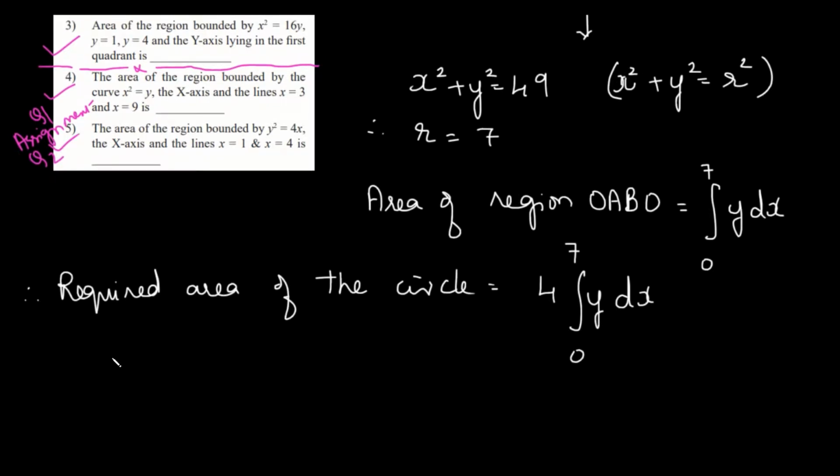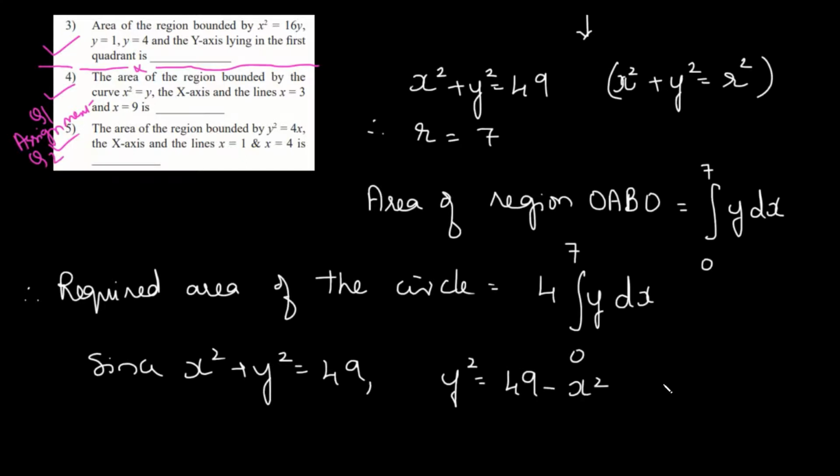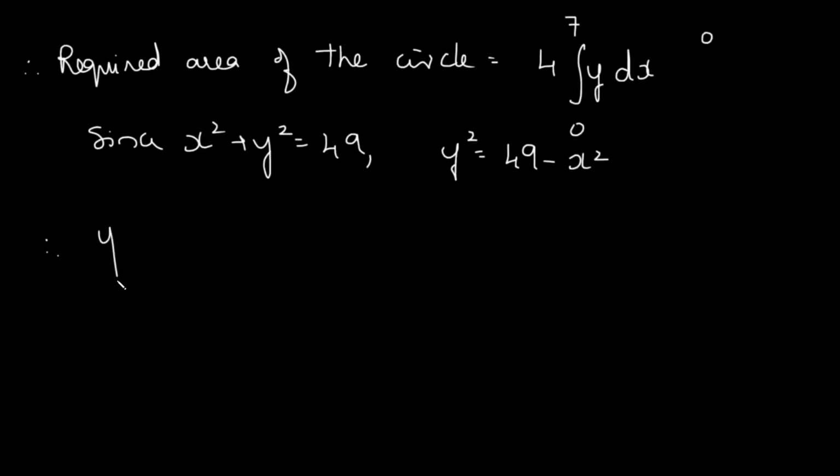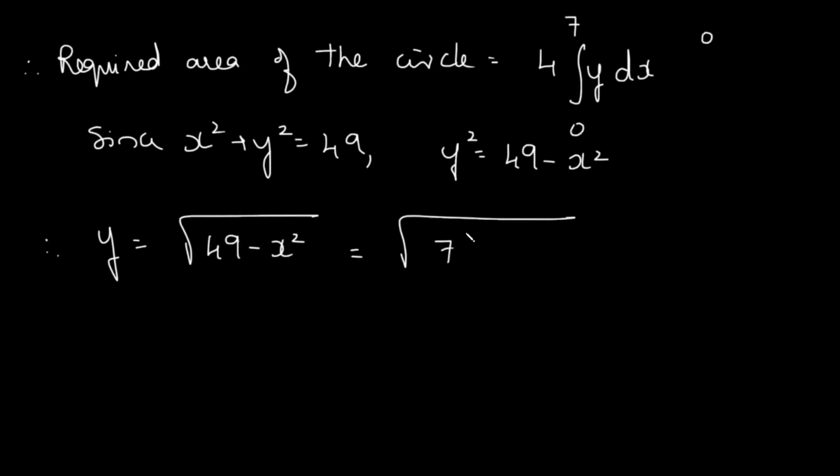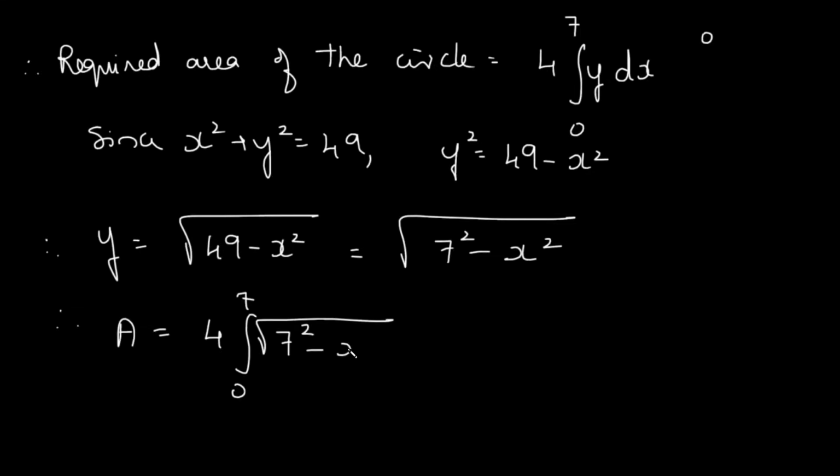From this equation we get y square is equal to 49 minus x square, and therefore y is equal to root of 49 minus x square, which can also be written as root of 7 square minus x square. Therefore, the required area A is equal to 4 integral 0 to 7 root of 7 square minus x square dx.